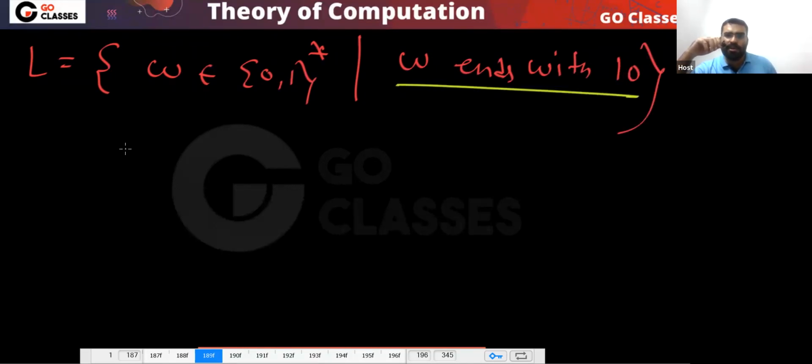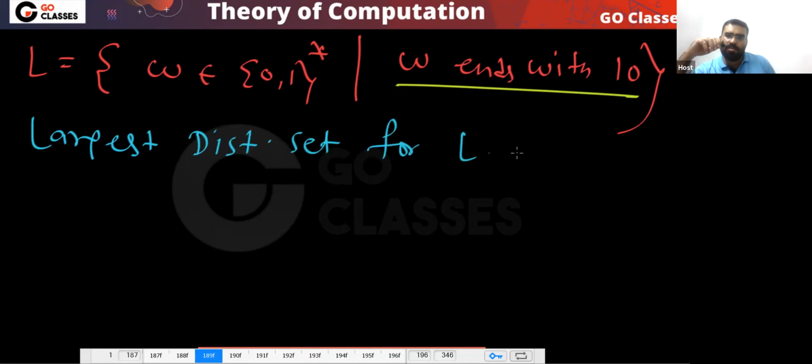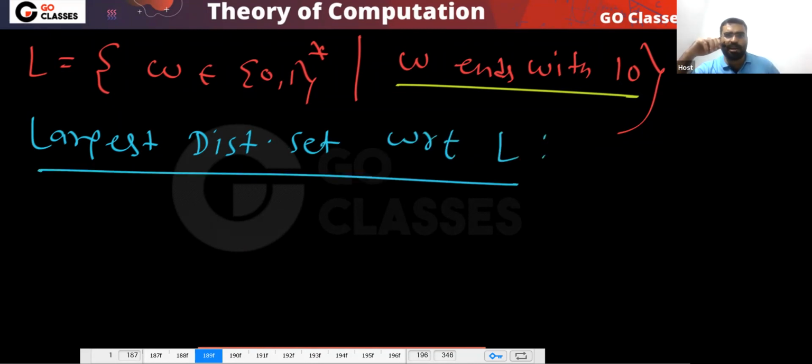But can you notice, in this language, can you create an infinite distinguishable set? No. Then what is the largest distinguishable set you can create with respect to L? For this language, what is the largest you can create? Tell me.